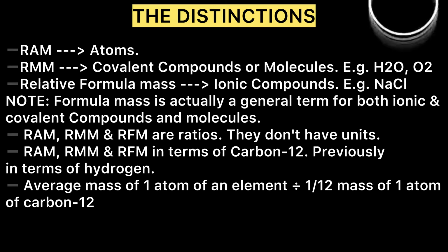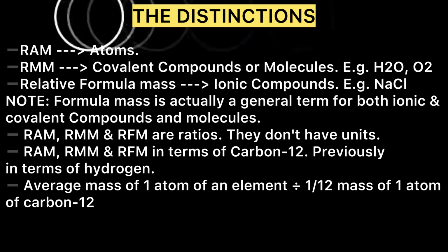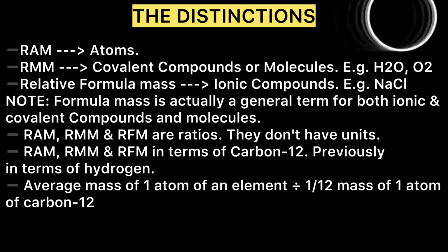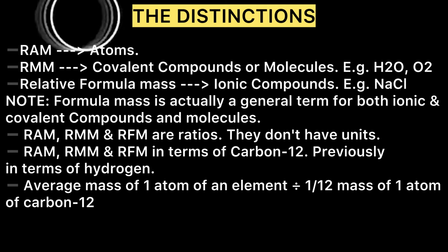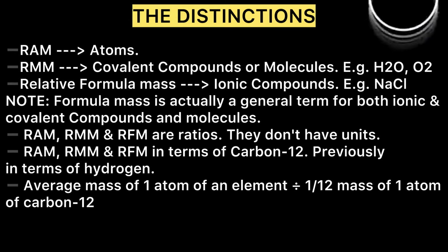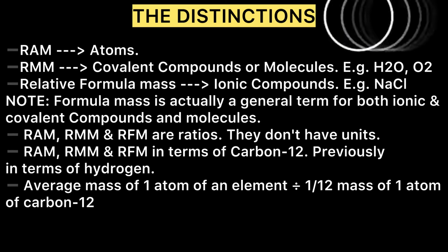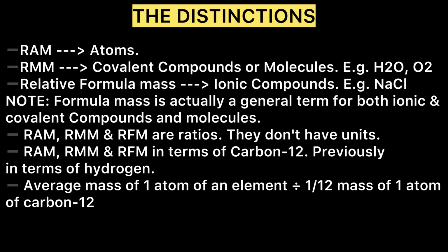So, what are covalent compounds or molecules? These are compounds and molecules that are made up of covalent bonds. What is a covalent bond? A covalent bond is formed between a metal and a non-metal. So that is a covalent compound or covalent molecule.